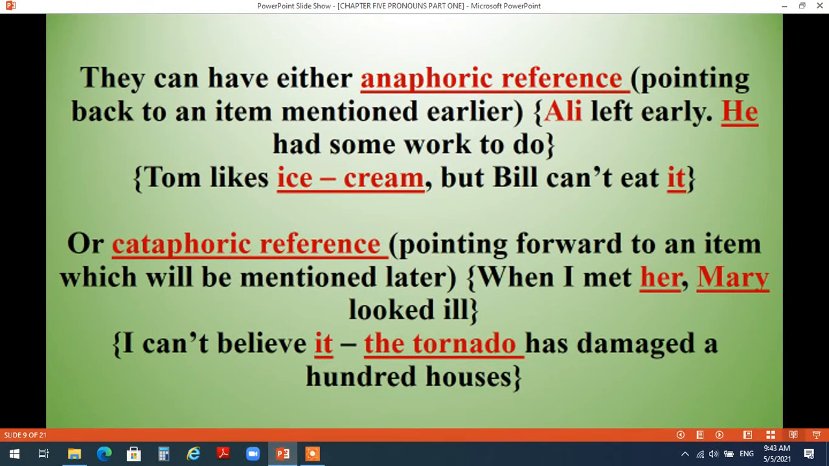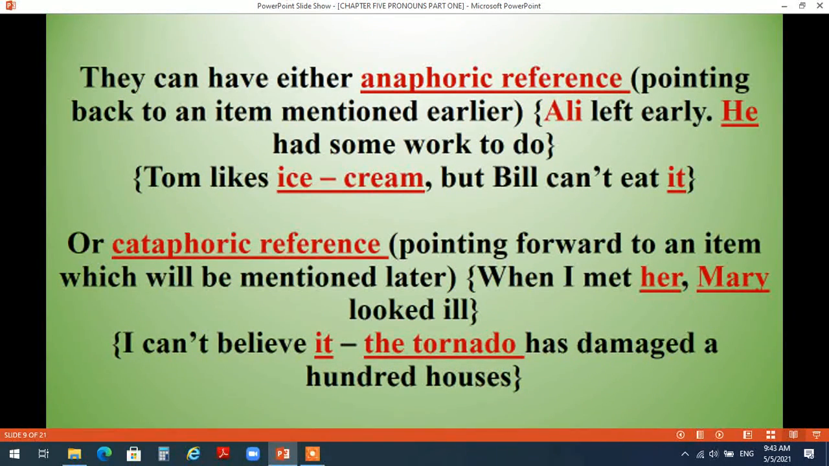Or they can have cataphoric reference. Cataphoric reference means pointing forward to an item which will be mentioned later. This means that first we mention the pronoun, then we mention the noun that this pronoun is used for. يعني نبدأ بالضمير ثم بعد ذلك يأتي الاسم الذي يشير إليه ذلك الضمير. This is called cataphoric reference.